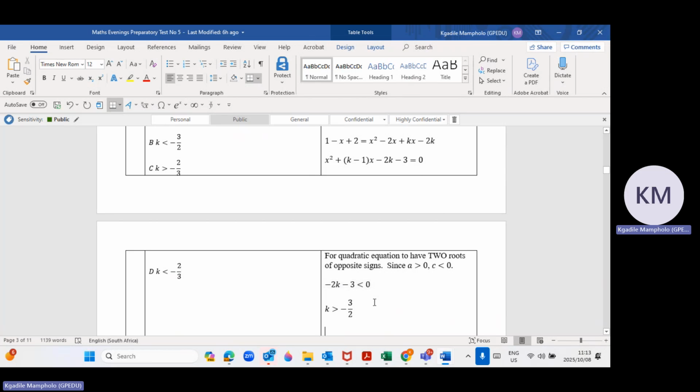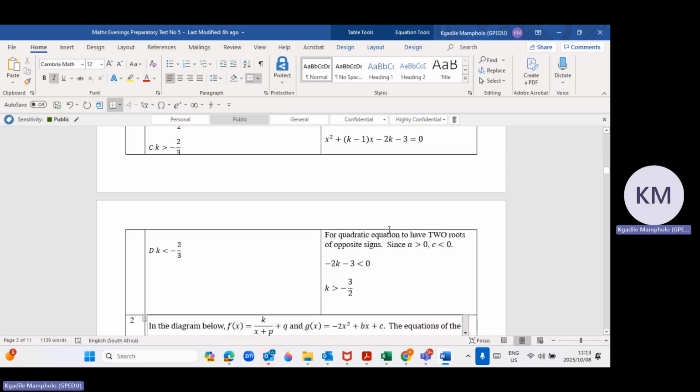Remember, anything that is less than 0 is negative. Why do you say it's negative here? Because already a is positive. So for us to have the roots of opposite signs, a and c must have opposite signs. So that is why c must be negative, because already we know that a is positive. Now, when you take 3 to the other side, it will be positive. Then when you divide by negative 2, remember, when you divide by a negative, the inequality sign will change. So then k will be greater than negative 3 over 2. If k is greater than negative 3 over 2, then we'll have two roots of opposite signs.